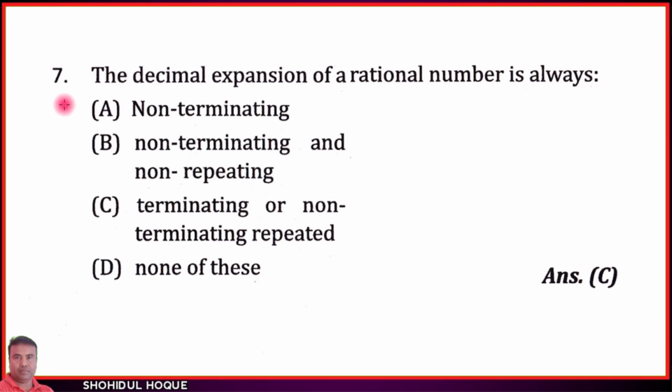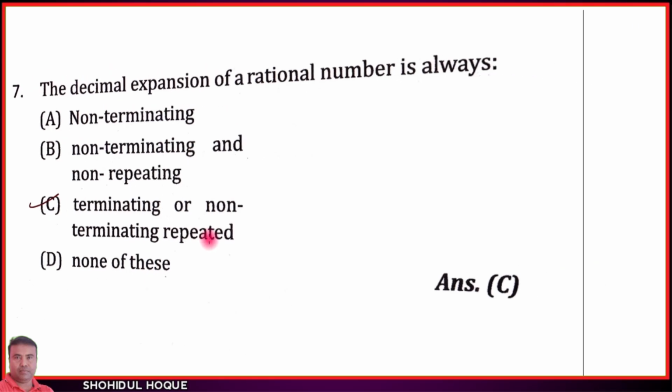Alright. Next question number 7. The decimal expansion of a rational number is always option A non-terminating, option B non-terminating and non-repeating, option C terminating or non-terminating repeating, option D none of these. Correct option C, terminating or non-terminating repeating.